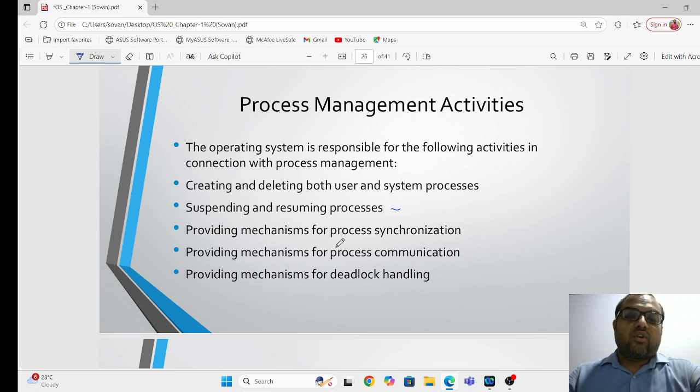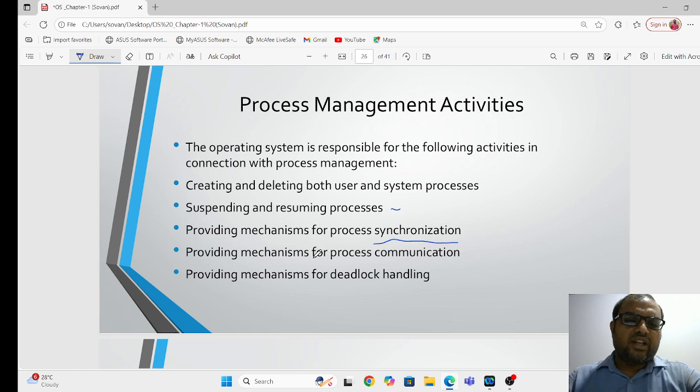Providing the mechanism for process synchronization. Synchronization is very much important, because processes are executed one by one, so instructions will be executed in order. So synchronization is required, because otherwise the next instruction might be executed first and the first instruction executed second. So that will create ambiguity and problems. This synchronization is very much important, because any arithmetical operations or anything else will depend on it.